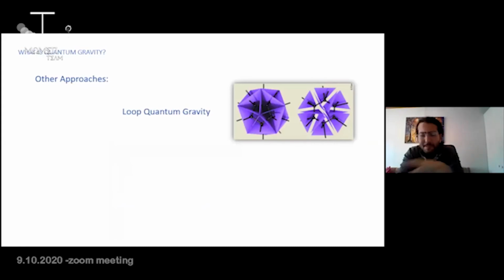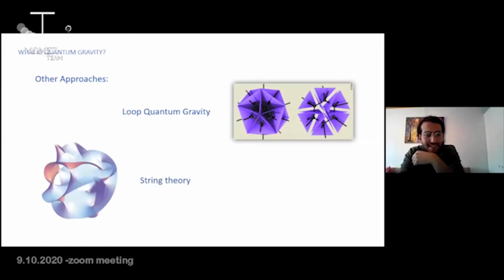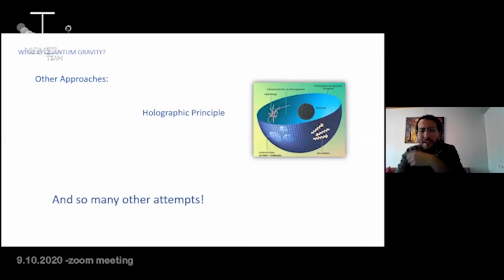Loop quantum gravity is similar, but instead of using the metric as a variable, they use something called spin foam, and it gets into other technicalities. As I said, in string theory you completely abandon Einstein and Newton. String theorists say there is no such thing as space-time, there are strings, bosonic strings, which control everything. Possible, who knows. And the holographic principle, I don't want to go into that, and so many other attempts.